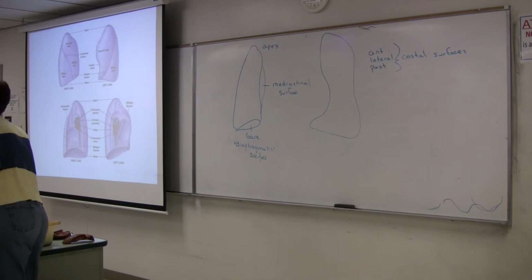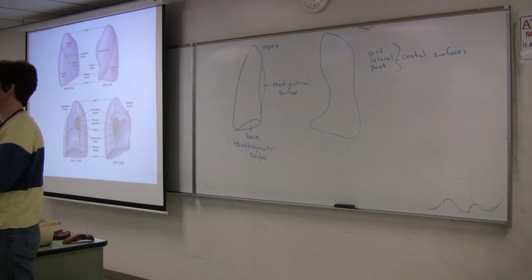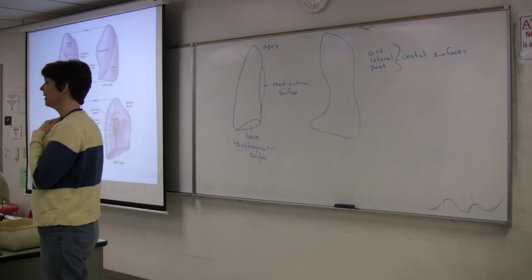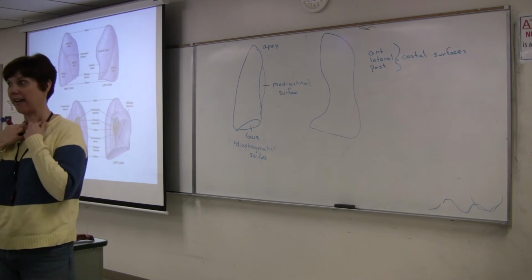Now, point to yourself where you think the apex of your lungs is. Here's my clavicle. Where do you think the apex of the lungs is? When you take a deep breath, it actually goes up to here. It rises above the clavicle into the neck about 1.5 inches.